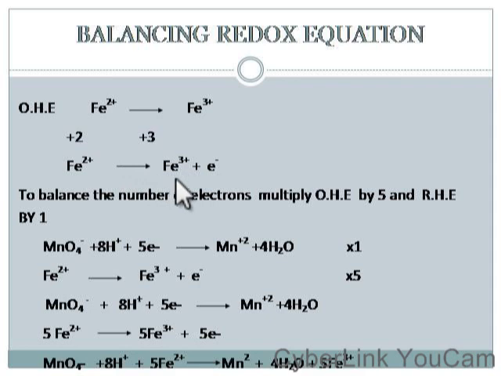Now they are balanced. If you look at the other half equation, we had 5 electrons, and here we have only 1.